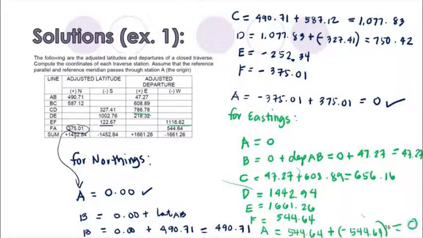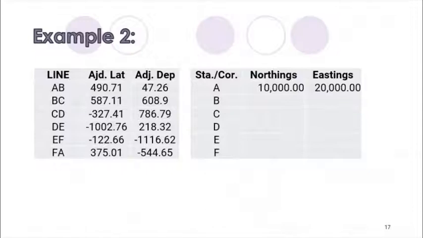So yun, check, no? So the eastings of this one, the eastings is 0, no? So when you add the last departure, it should be equal to 0, or it should go back to the first station. Okay. So this is another example. If you look at it, actually this is very simple, and it would be much easier for you if you do it in table form.